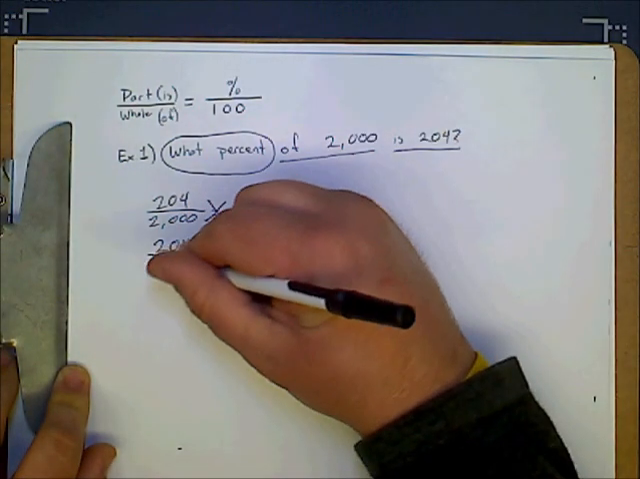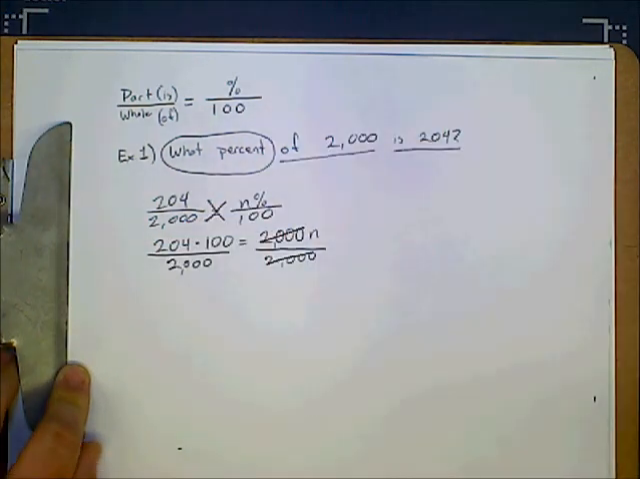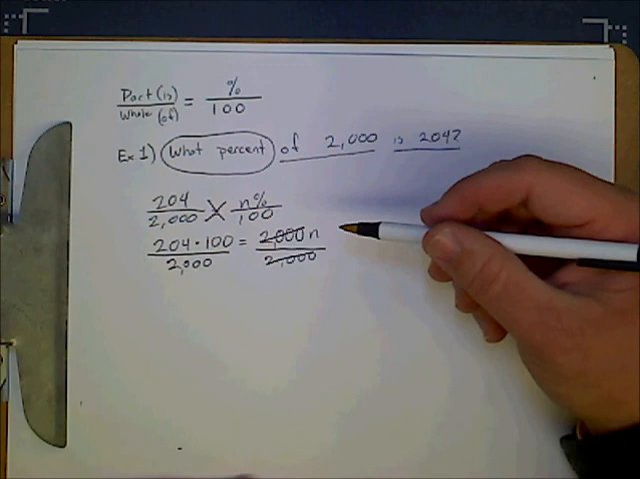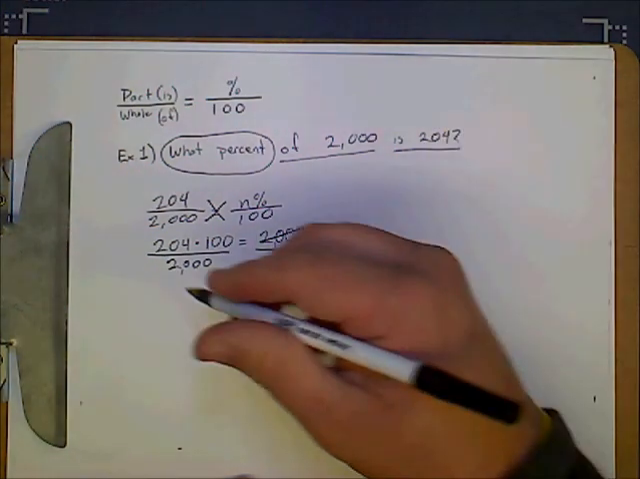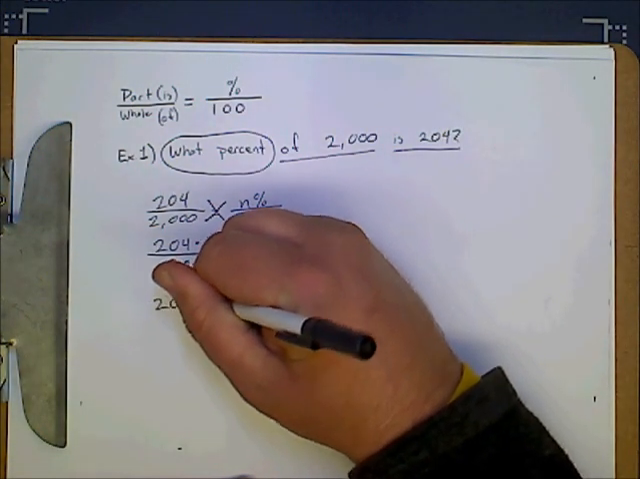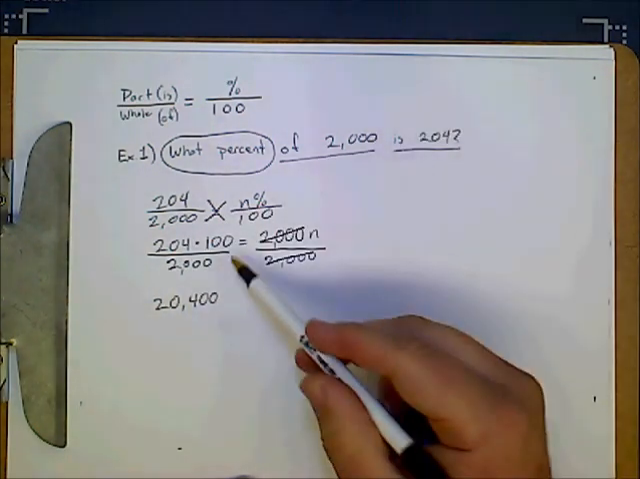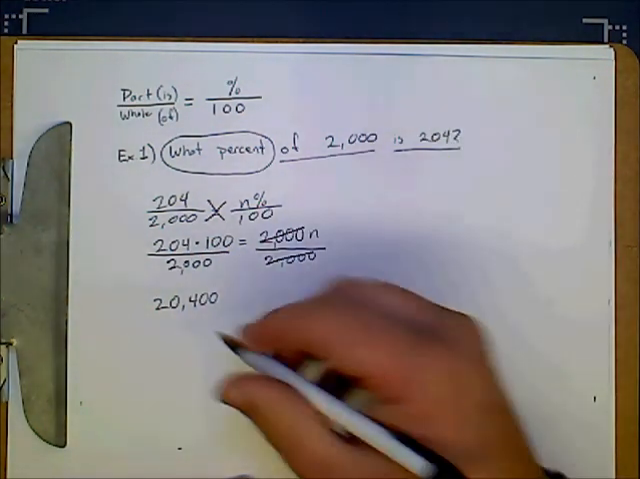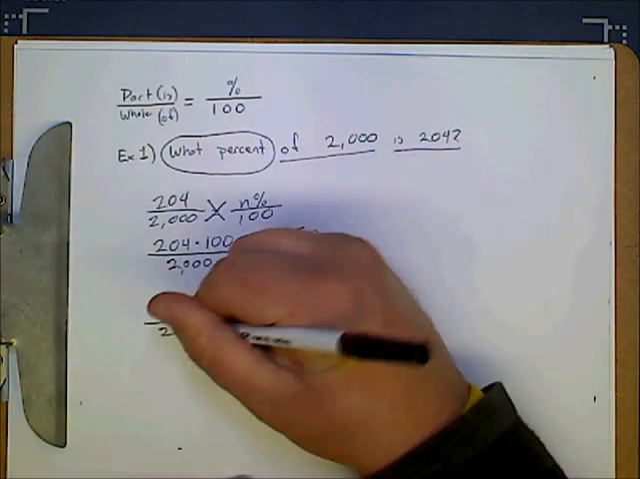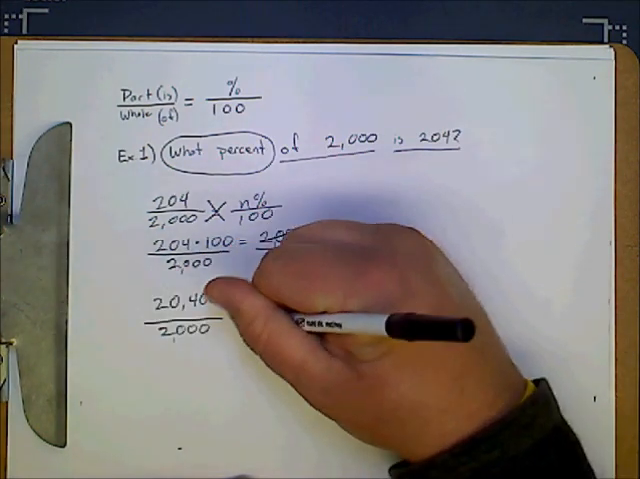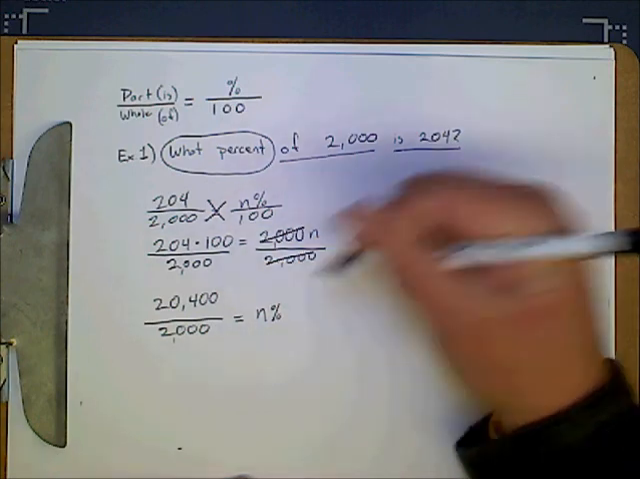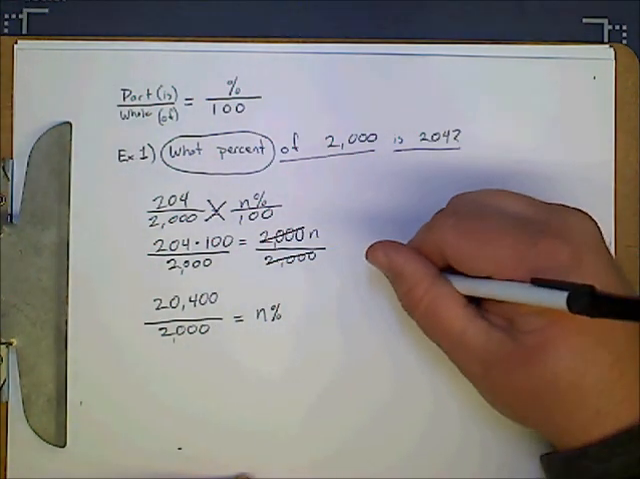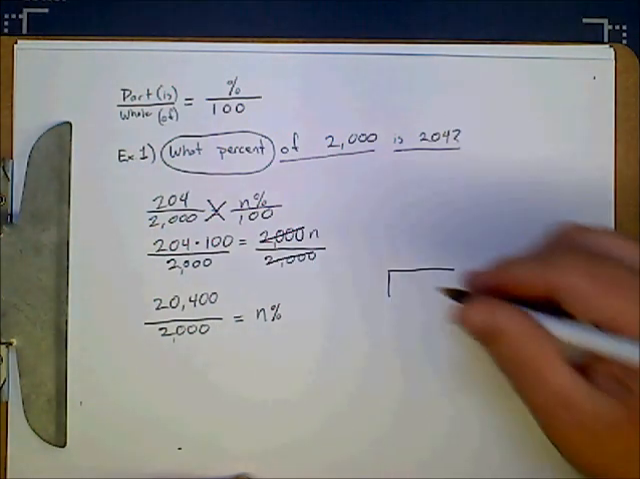And now we just do our cross products to solve it. We're going to do 204 times 100 equals 2,000n. Now we need to get that n by itself. So we're going to divide by 2,000 on both sides, which then cancels it out there. And we're going to divide by 2,000 over here. Now we're set up, we just need to multiply, then divide.